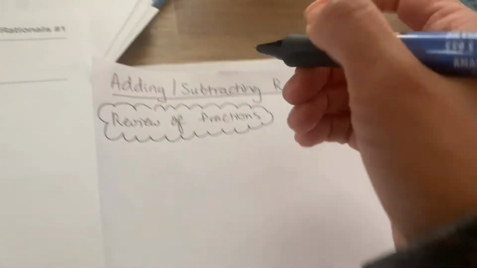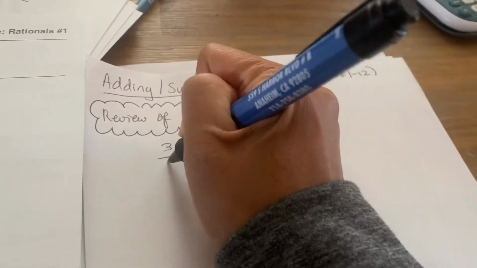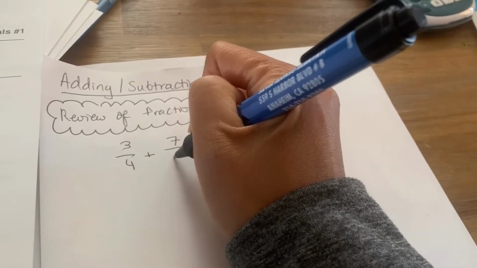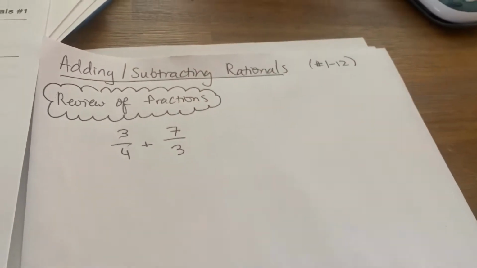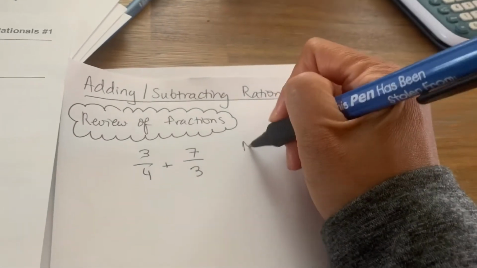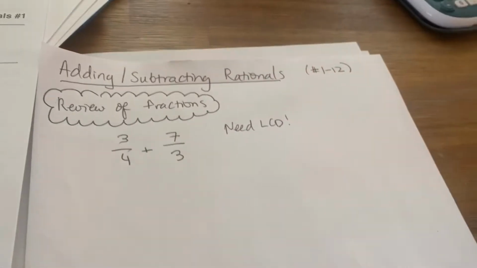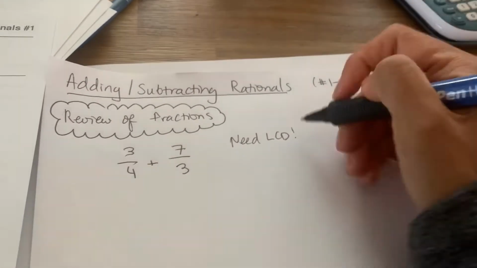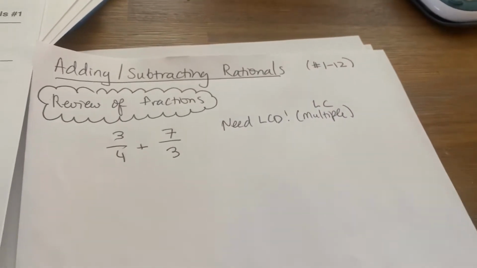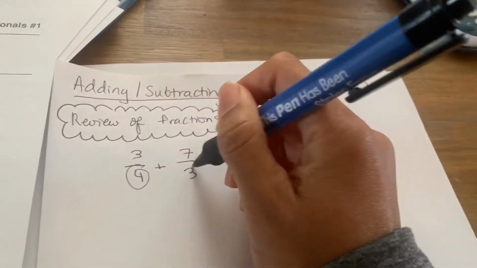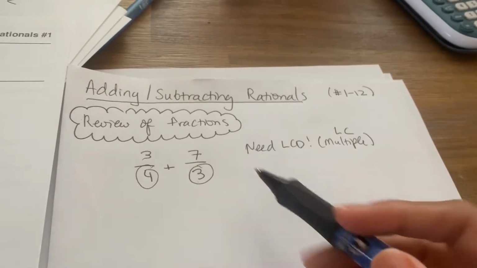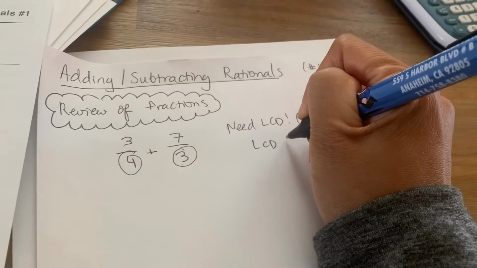So that's why we're learning this after we learn about multiplying and dividing. Let's review fractions real quick. For an example, if I had 3/4 plus 7 over 3, we can't just add as is. We need a lowest common denominator, which is the lowest common multiple. So what do 4 and 3 have in common as a multiple? The lowest common multiple is 12. So here the LCD is 12.